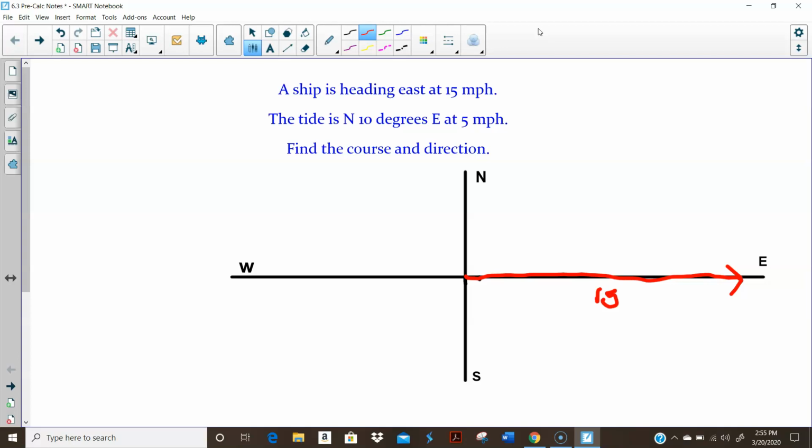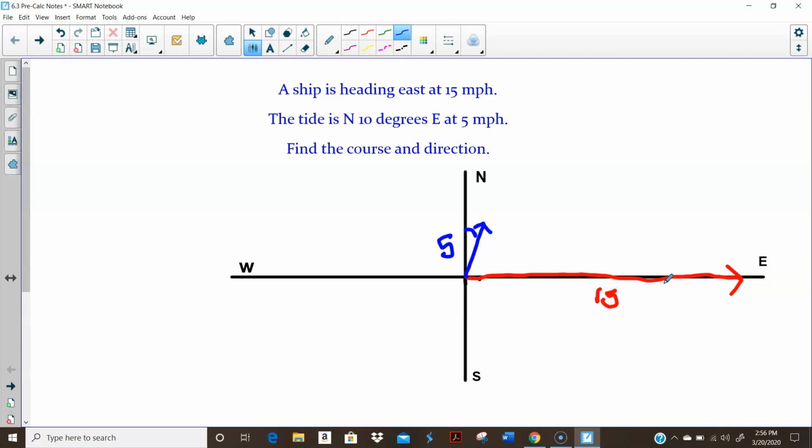All right. And then it said a tide starts north and it moves 10 degrees east. So when we're doing the tide, we're going to start from the north and we're going to go 10 degrees. And then the tide, here's the direction, and the magnitude of the tide is 5 miles per hour. So now what we want to do is figure out where the ship really is. What's the course of the ship after the tide moves the ship off course? And how fast is the ship going when we include the tide?